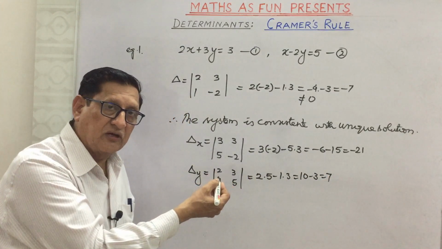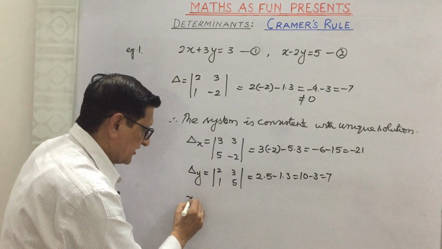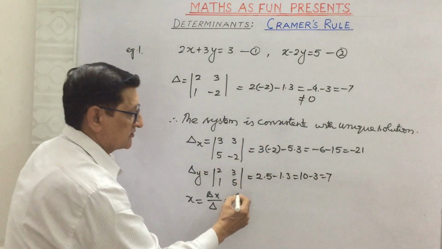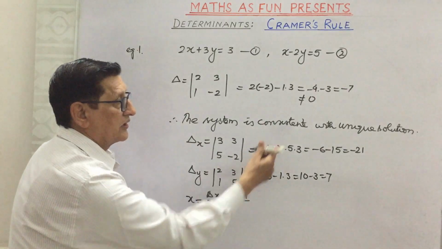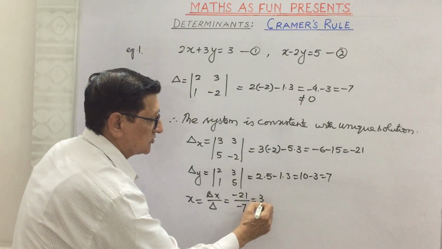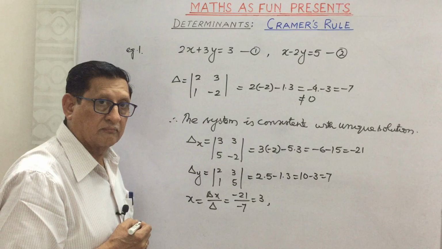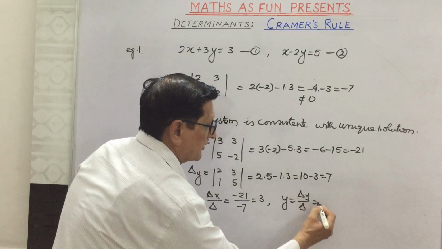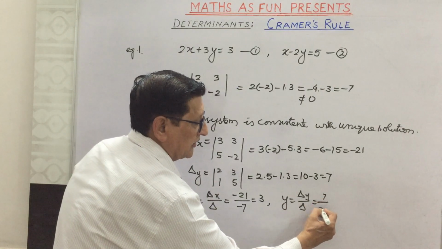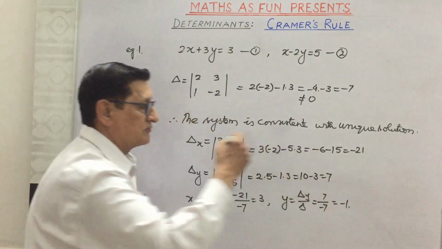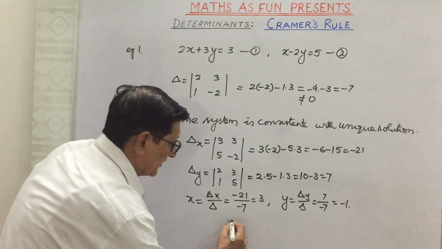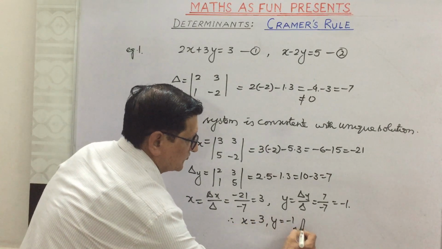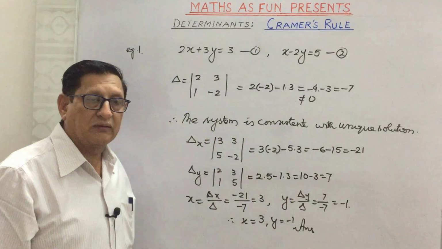And then we can find the values of x and y. X is delta x upon delta. Delta x here is minus 21, delta is minus 7, so this comes as 3. Y, that is delta y upon delta. Delta y here is 7, delta is minus 7, so this is minus 1. And hence we are getting the values of x as 3 and y as minus 1. This is the answer to the problem.